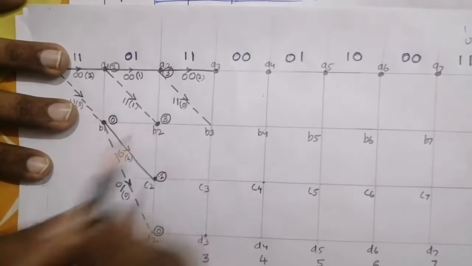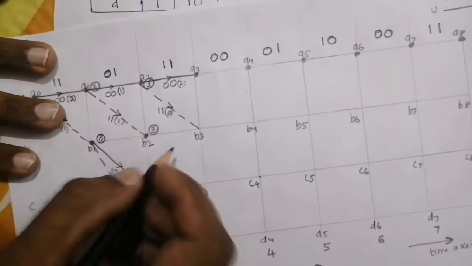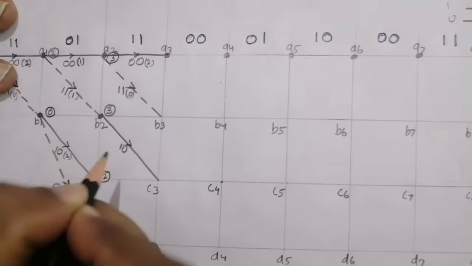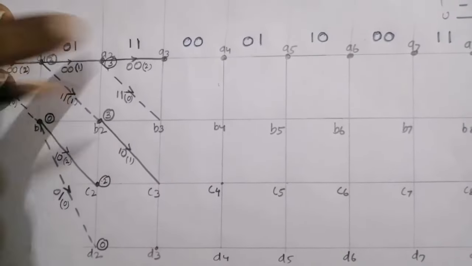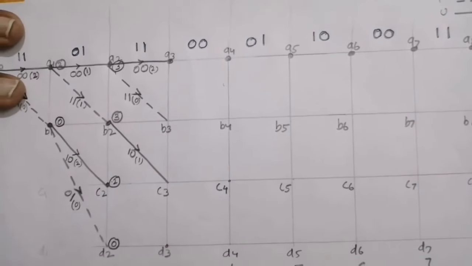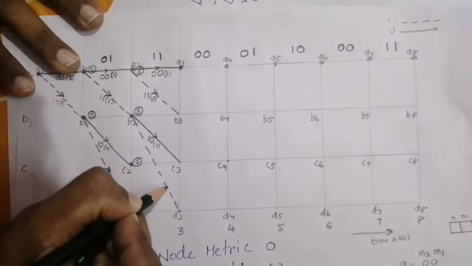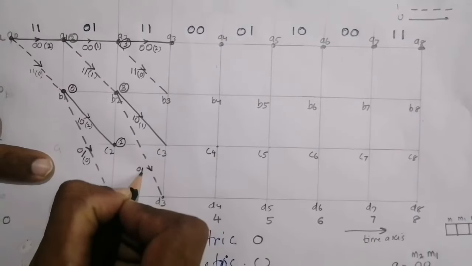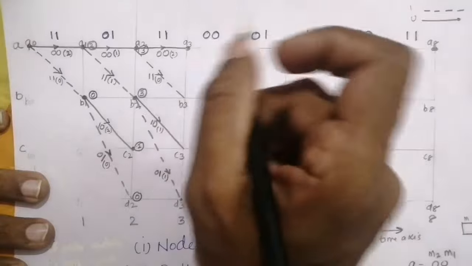Now from B2, if 0 comes, it will go to C3. Output is 1 0. The discrepancy is 1 1 1 1 0. So discrepancy is 1. If 1 comes, it will go to D3 and output is 0 1. The discrepancy is 1.